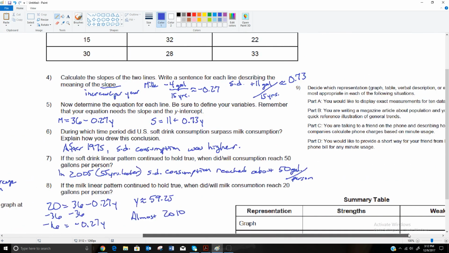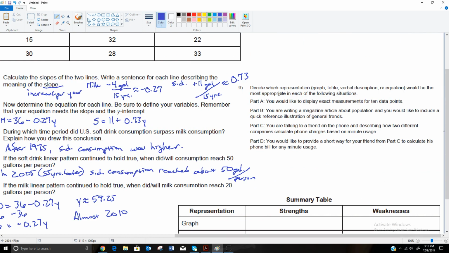Next, it asks us to decide which representation would be the most appropriate in each of the following. So let's say you want to display exact measurements for 10 data points. Well, that's what a table does. A table gives exact measurements for a certain number of data points. So that would be a table. What if you're writing a magazine article about population and you would like to include a quick reference illustration? Well, a quick reference illustration is your graph. You can look at it quickly, see the patterns real quickly without going into a lot of detail.